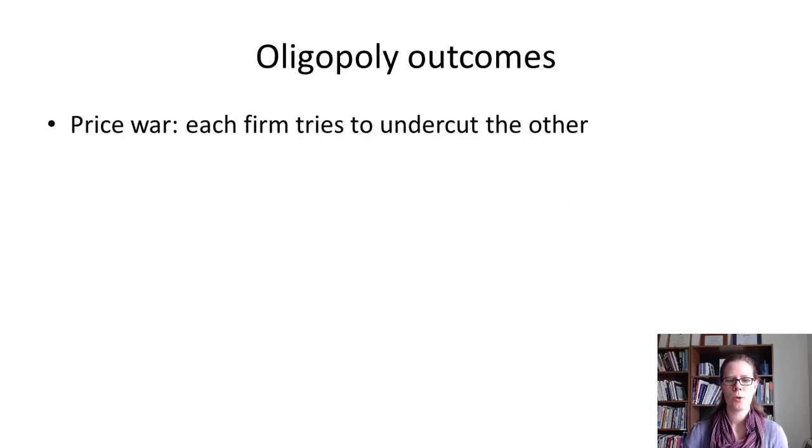This kind of situation is what we call a price war. Each firm tries to undercut its rival to gain a higher market share, but as each firm responds to its rival's price cut with its own deeper price cut, eventually prices are driven so low that each firm is just breaking even and the price can't go any lower.